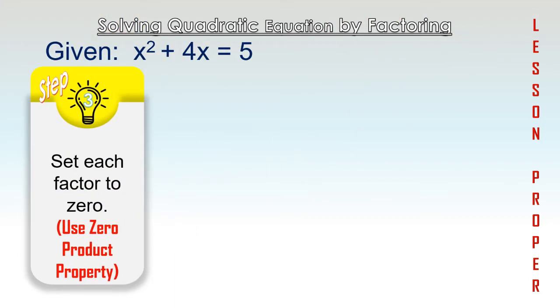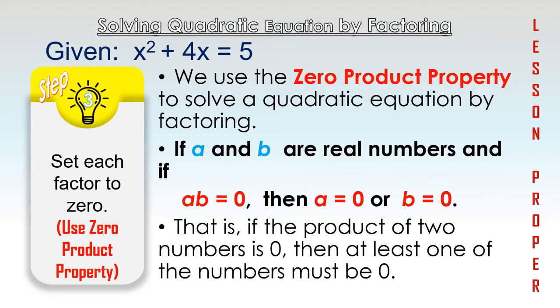Step number 3. Set each factor to 0, or use the zero product property. We use the zero product property to solve a quadratic equation by factoring. If a and b are real numbers and if the product ab is equal to 0, then a is equal to 0 or b is equal to 0. That is, if the product of two numbers is 0, then at least one of the numbers must be 0.